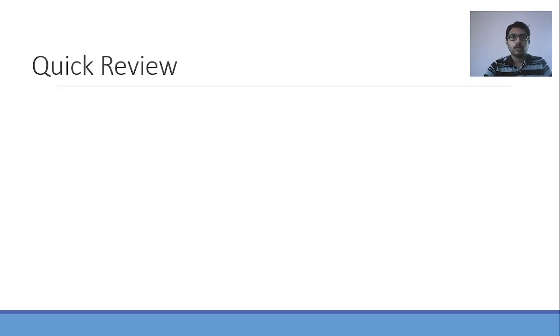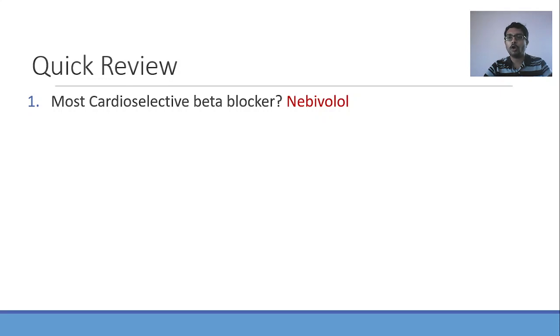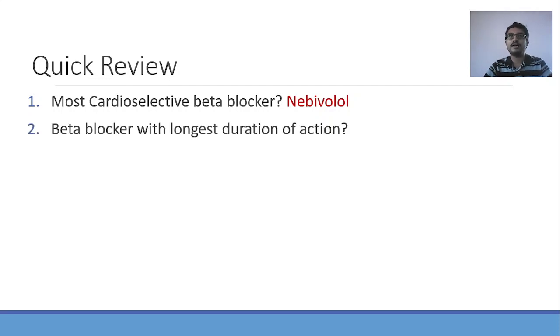Okay. Now let us look at the quick review. We have finished all the 4 special properties. Let us have a quick review. Which is the most cardioselective beta blocker? The answer is nebivolol. Which is the longest acting beta blocker, with the longest duration of action? Another N, that is nadolol.